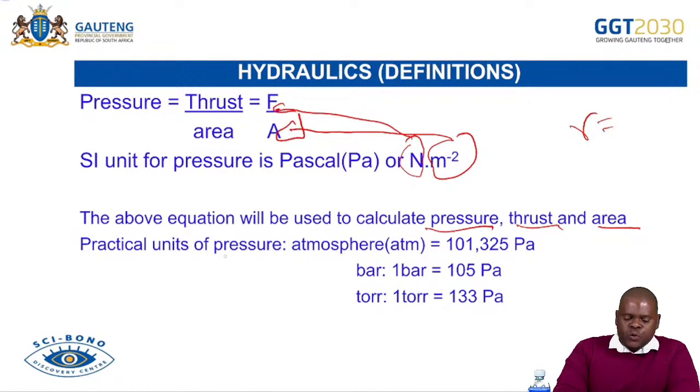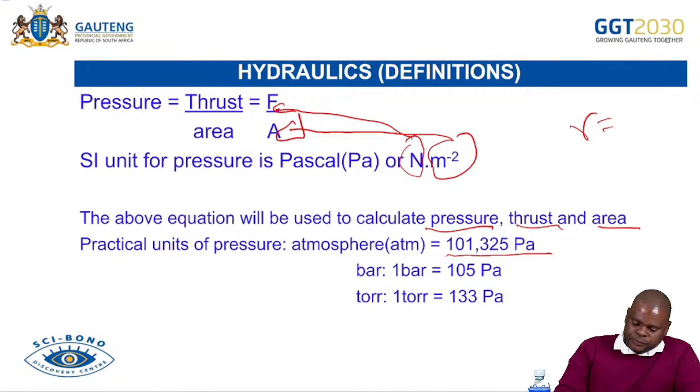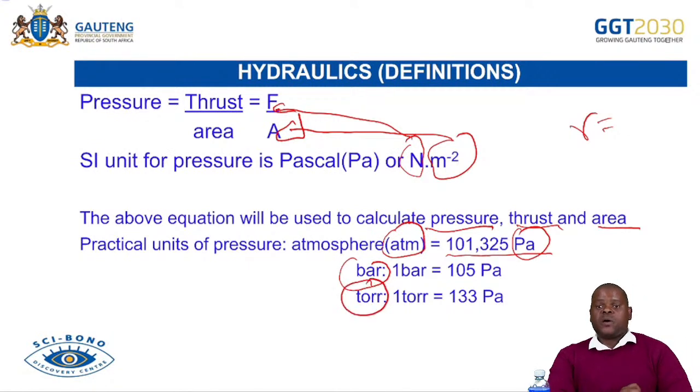And then we say practical units for pressure is ATM, which stands for atmosphere. We have atmospheric pressure, which is equal to 101.3 kPa, which is 101,325 Pascal. We can use the pressure in Pascal or in bars or in ATM or in torr. Are we together? That means we can be asked a question to convert pressure into Pascal or into atmosphere or into bars or into torr.